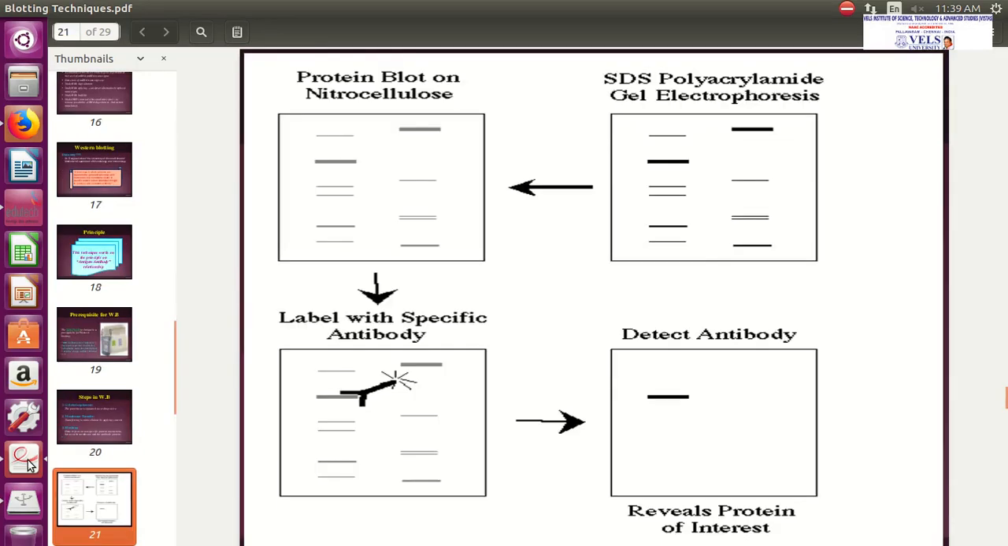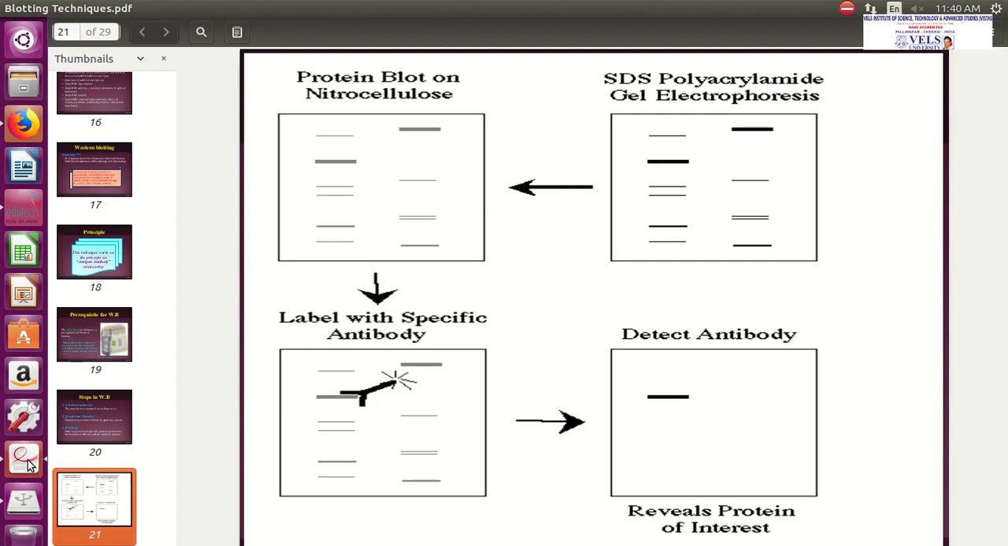So this is the picture representation of the Western blotting. See, first the sample undergoes gel electrophoresis. See the slide. It shows SDS polyacrylamide gel electrophoresis. The proteins which are bound to the gel are transferred to the membrane. The membrane which we use here is nitrocellulose membrane. After the transfer of protein onto the nitrocellulose membrane, it will be labeled with specific antibody.